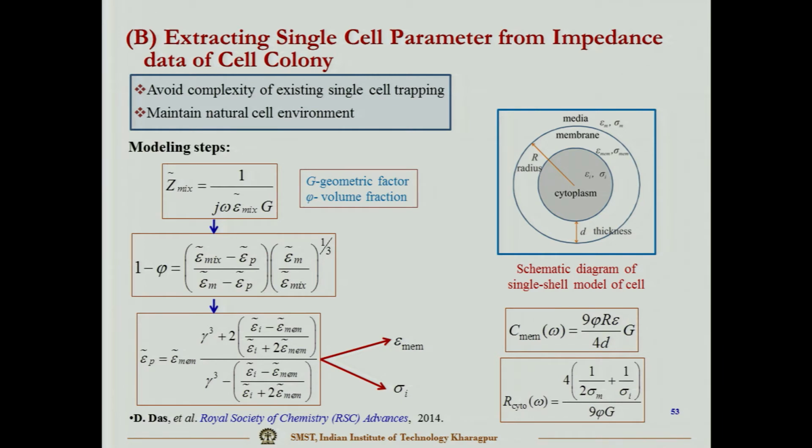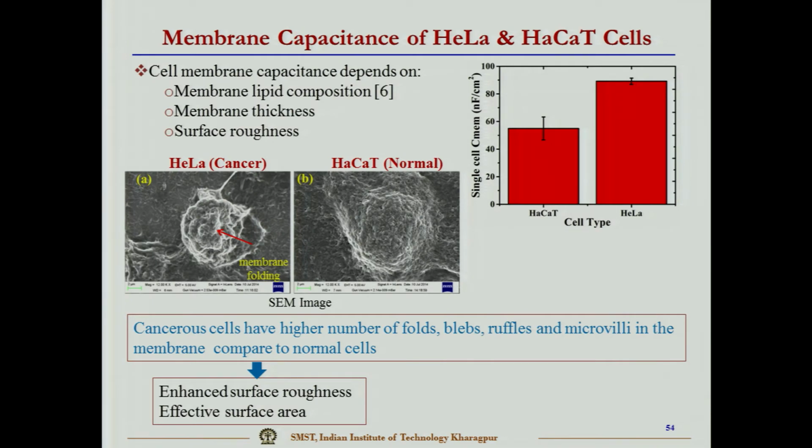So this is all about extracting the single cell parameters from the impedance data. I am not going into those details, most of it is theoretical. The only thing is you get the frequency response of the Z value, put it in these equations, and get the single cell parameters. The result shows this is the HaCaT cell and this is the HeLa cell. HaCaT is a normal cell and the HeLa cell line is a cancerous cell line. What we observe is that the single cell membrane capacitance for the HaCaT cell is about 50, whereas for the HeLa cell it is about double. That observation we have made.